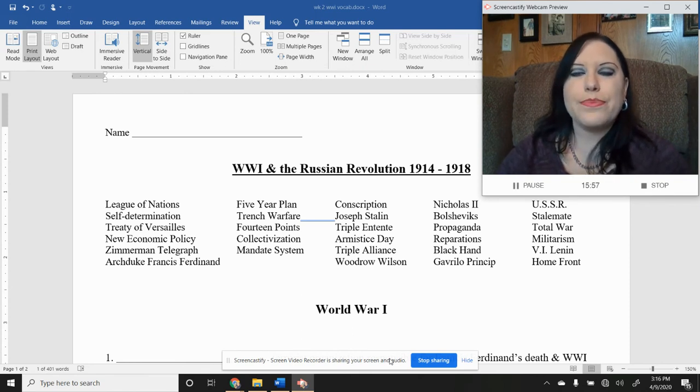Okay, last column, the USSR. This is in your Russian section. The USSR is the new name for Russia. Once it goes communist, once Russia becomes a communist country, that's its new name. USSR stands for the Union of Soviet Socialist Republics. The Union of Soviet Socialist Republics.